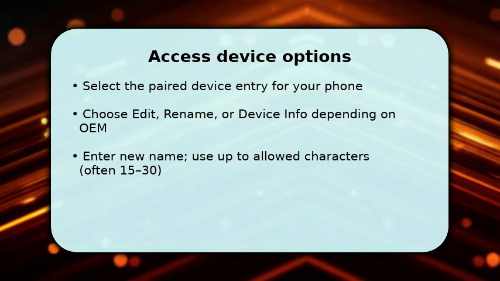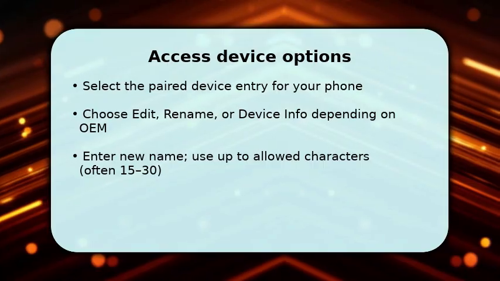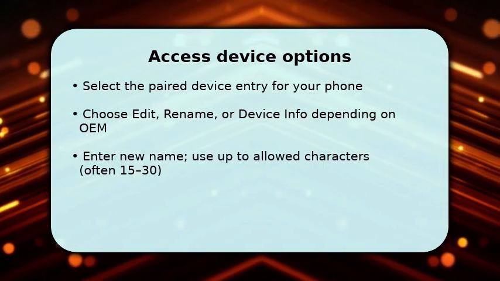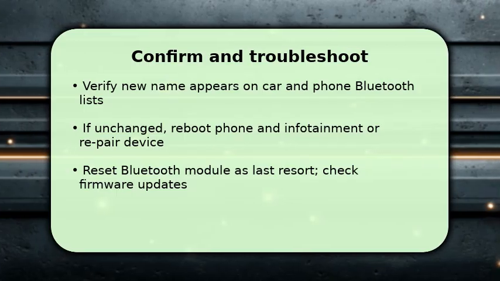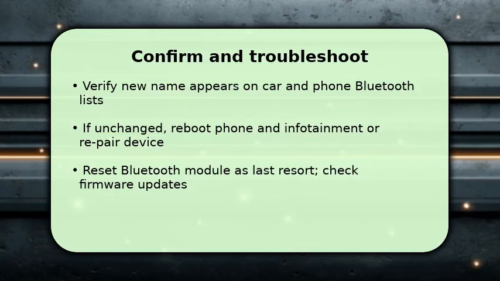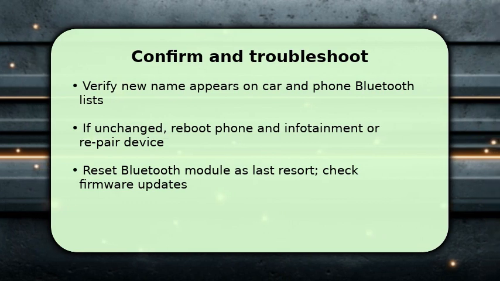The new name is pushed to the car's Bluetooth module and will appear to other devices during discovery. Once saved, confirm the new name shows in the car's device list and on your phone. This ensures both sides updated.